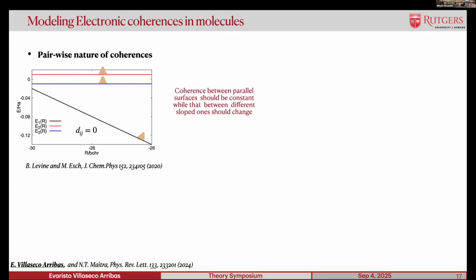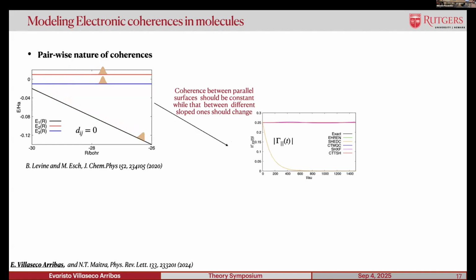Now, let's run the dynamics and see what happens. Here I'm showing the coherence between the parallel states as the magnitude. I have a lot of lines, but I just want to focus on exact, which is in black right here. As we should expect, the magnitude of the overlap doesn't change.